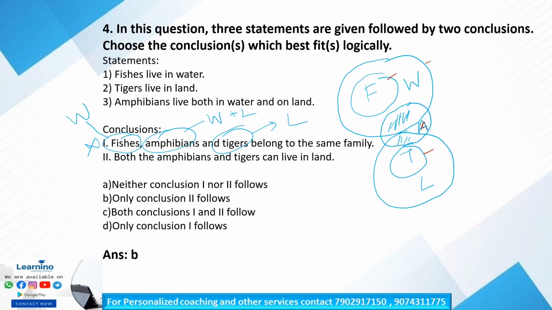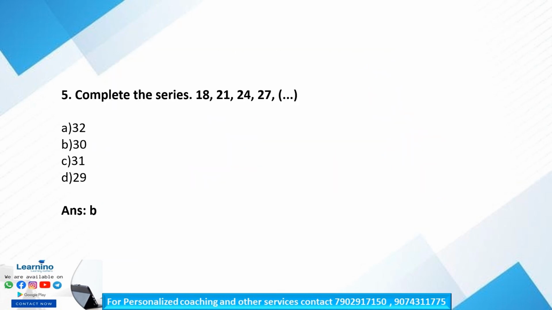What about the second conclusion? Both the amphibians and tigers can live in land. That is correct, because amphibians can live in water and land and the tigers can live in land. So amphibians can live in land and tigers can live in land. So only conclusion 2 follows. That is option B is our correct answer. Is it clear? Okay. So next question, question number 5.